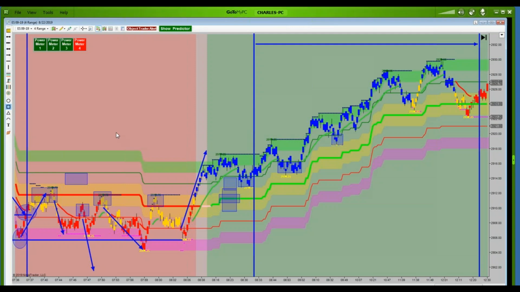Now, I'll get a little more tricky. How about these bars right here? What about these? What do you think? What do you say, team? Well, let's study it. Clearly, this bar on the left, this blue bar here, closed below the green stealth line. So that's a yes, right?